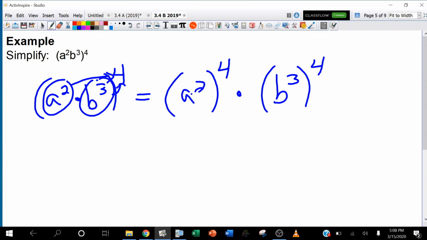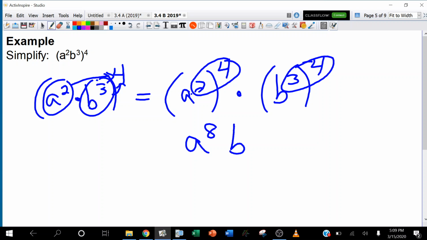So once again, if you notice with this, I have double exponents. So I have a squared to the 4th. The shortcut when you have double exponents is to multiply. So this would be a to the 8th power. And then the same thing here. The shortcut with double exponents is to multiply, so that would be b to the 12th power. So I can do the same thing even if there are multiple variables. I'm still multiplying the exponents when there are double exponents.